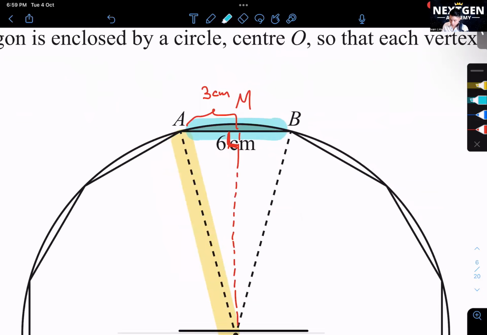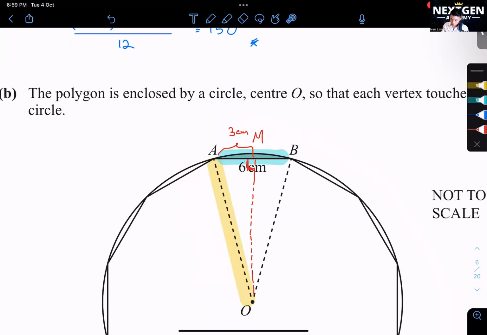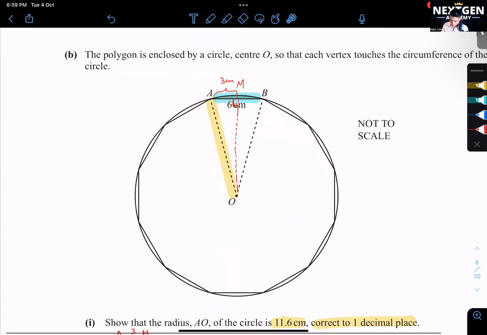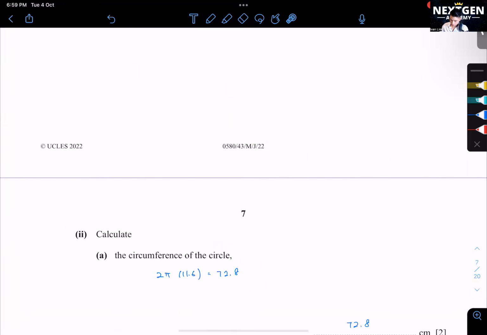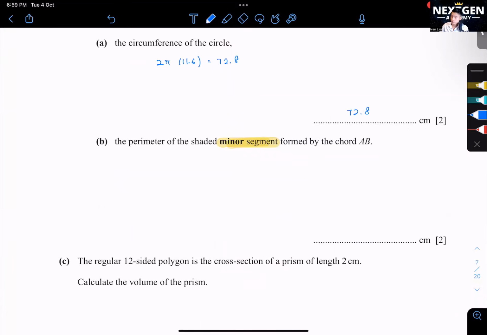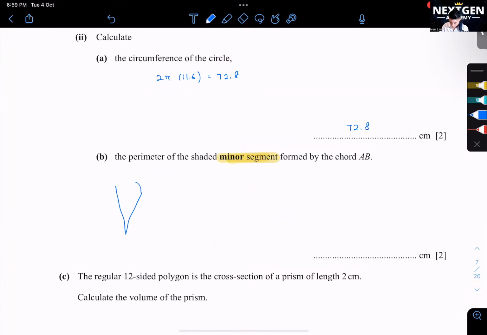Okay, so it's made out of what? This part, which is 6 cm, and then the arc AB. So what I gotta do is I need to find the arc AB first, right? Okay, so I draw it out. This part here, this one is like this. So I know over here, this part is 6 cm.